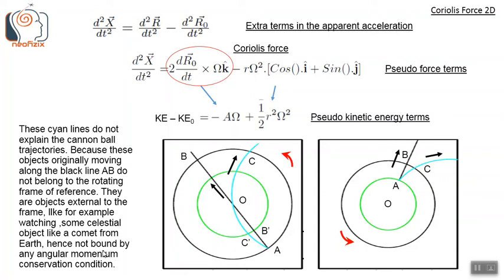So those objects are not bound by the rotation of the Earth. They do not need to conserve angular momentum or anything due to Earth's rotation. So they are external. And if we are seeing these external objects from a rotating frame, this is how it appears.